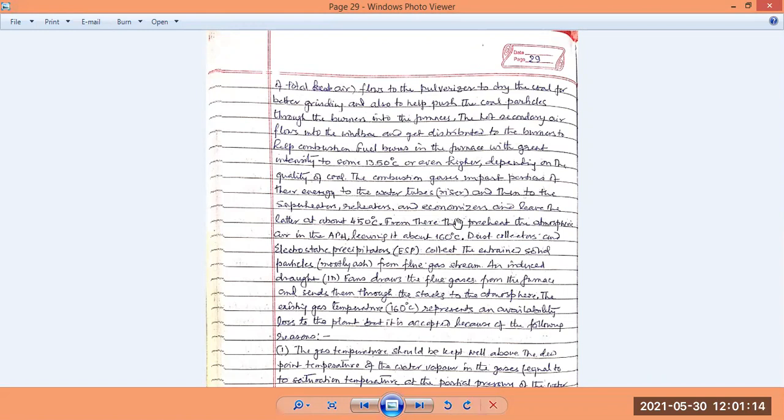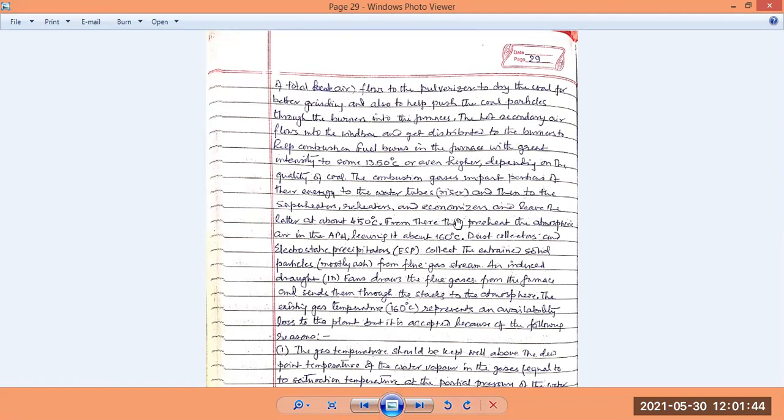And the induced draft fans draw the flue gas from the furnace and send it through the stacks to the atmosphere. So we have an induced fan which creates a pressure lower than the atmospheric pressure, and thus draws out all the moisture, all the fumes and gases from the furnace, and sends them to the stack to the atmosphere itself.